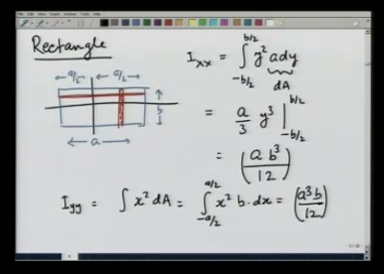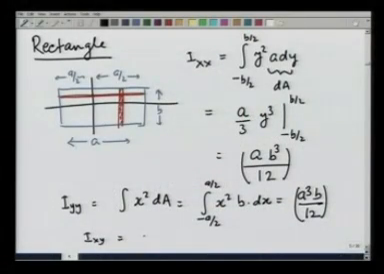How about I_xy? Again you will see by symmetry, because the area is equally distributed on the negative side and the positive side of the y and x axis, it comes out to be 0. So, we have already calculated the second moment and product of area for a rectangle.